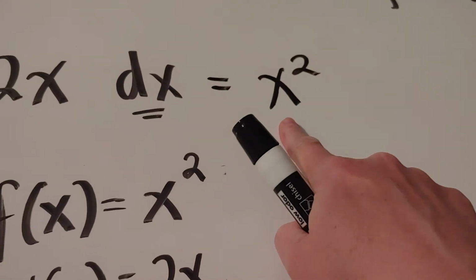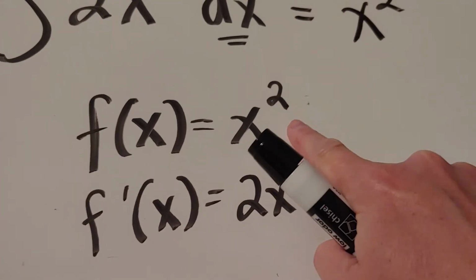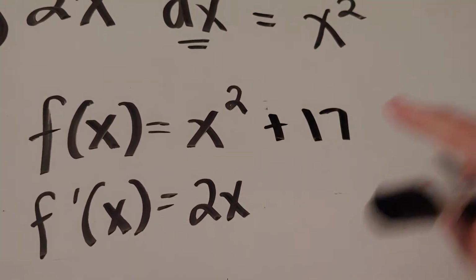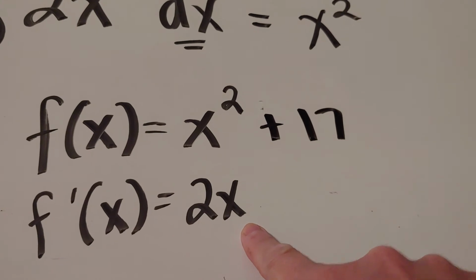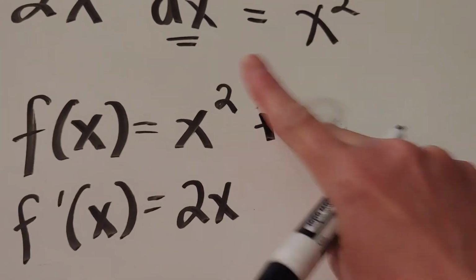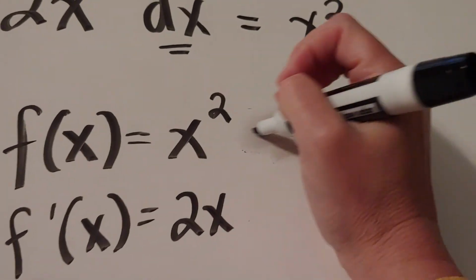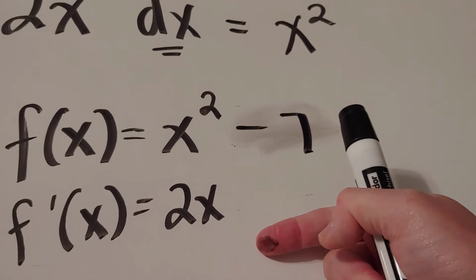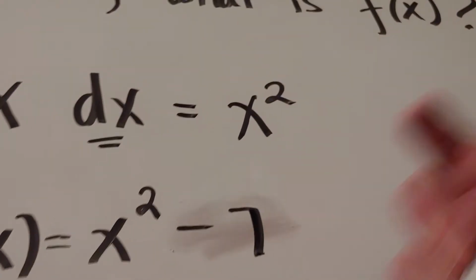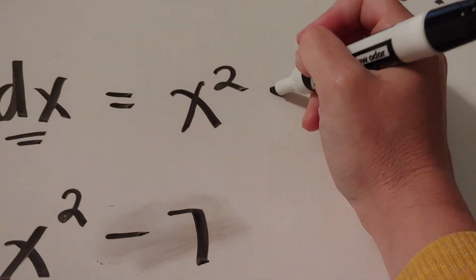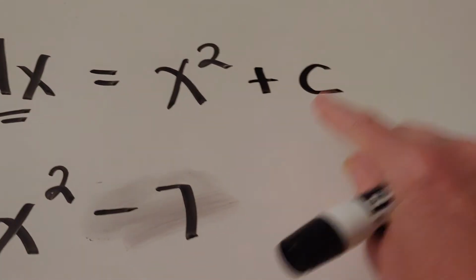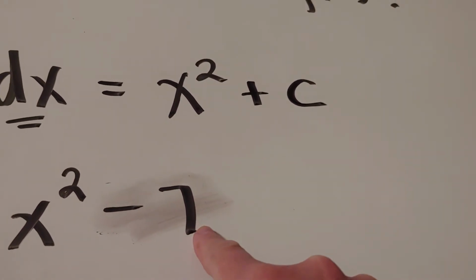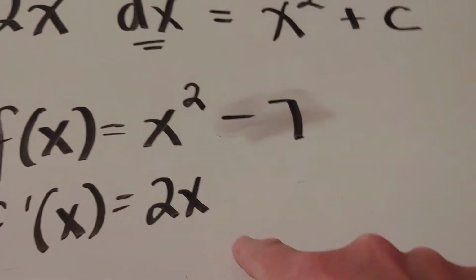And the reason why x squared isn't my entire answer is how do I know this is just x squared? What if it was x squared plus 17? This has the derivative of 2x. What if this was x squared minus 7? This also has the derivative of 2x. So what we do when we're finding integrals, these are called indefinite integrals, because we add a plus c to cover our butts in case there was originally a constant that when I took the derivative, it went to 0.